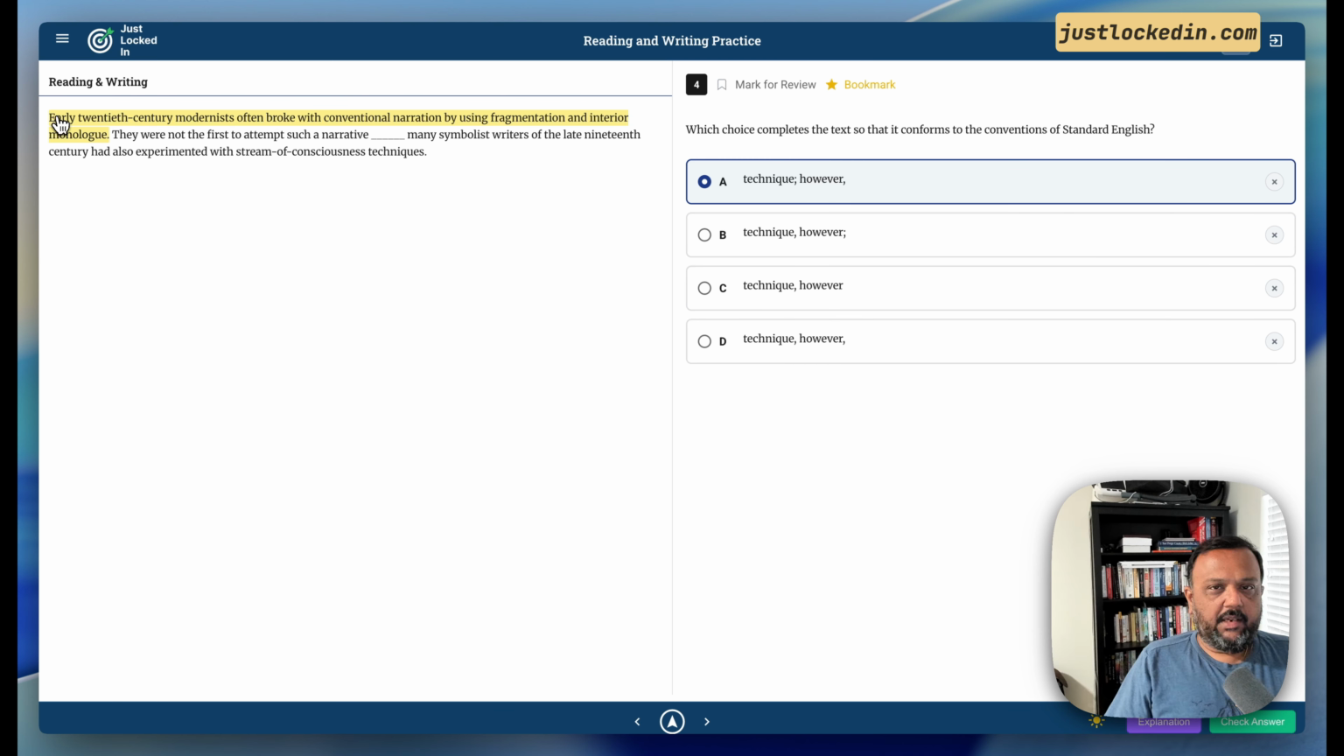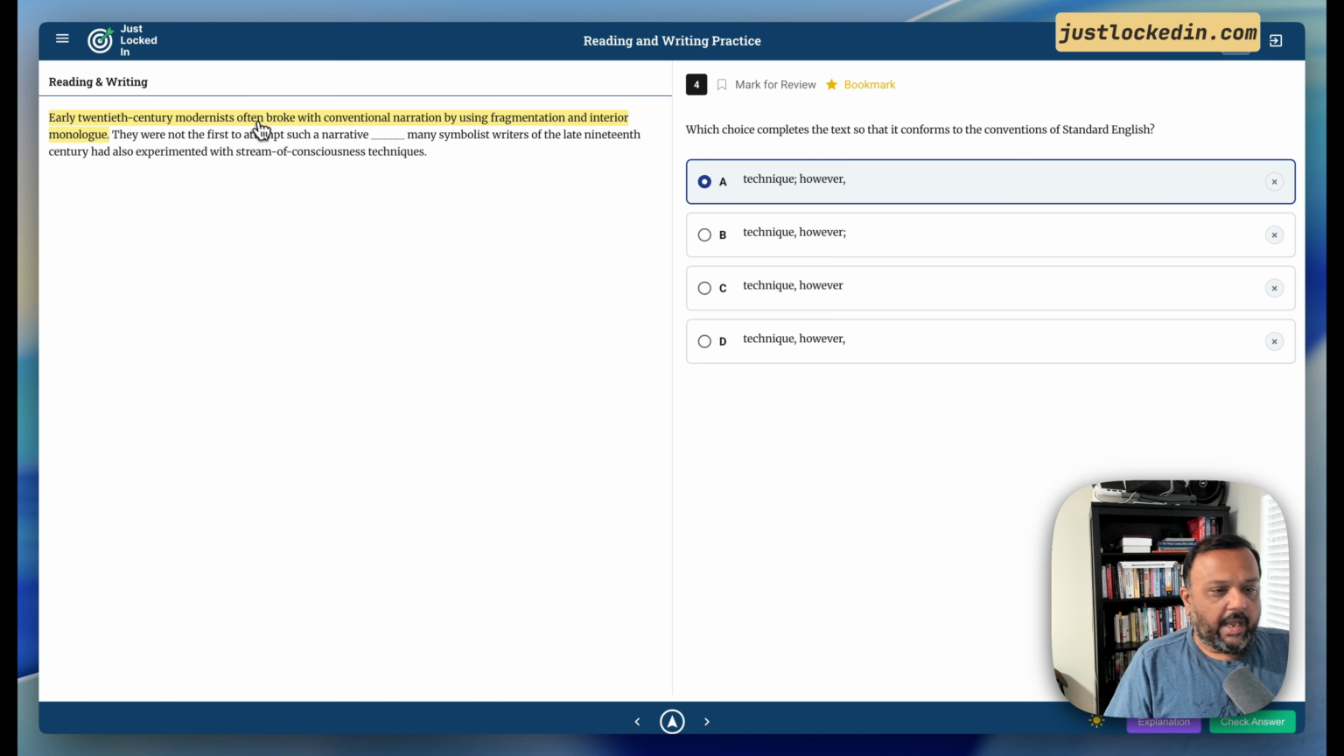This is when this context sentence is useful. So what does this sentence say? This sentence makes a statement saying, hey, early 20th century modernists often broke with a conventional narrative technique. So the first one says the early modernists broke with conventional narration. And then the second sentence is actually contrasting the first one and saying, however, they were not the first to attempt such a narrative.